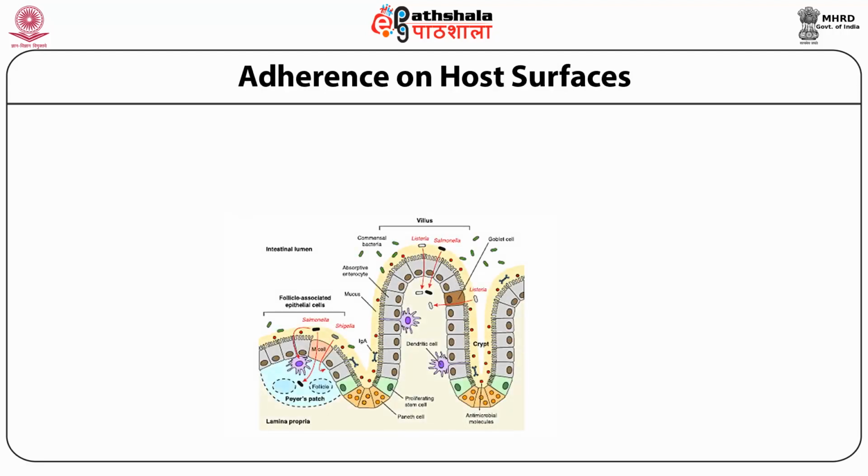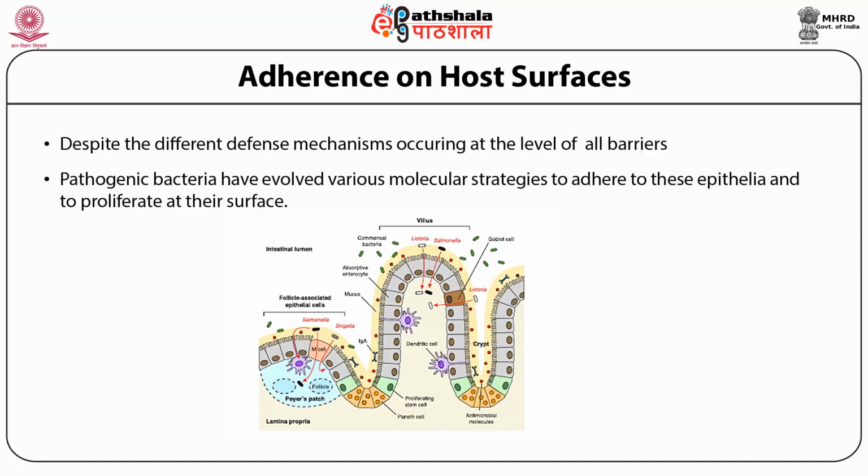How do pathogens adhere to the host surfaces? It is important to understand how some bacteria can enter and proliferate inside host cells, and finally how pathogens may cross epithelial or endothelial host barriers and get across to internal tissues, leading to severe diseases in humans. Despite the different defense mechanisms, the pathogens adhere to the host and then enter it.